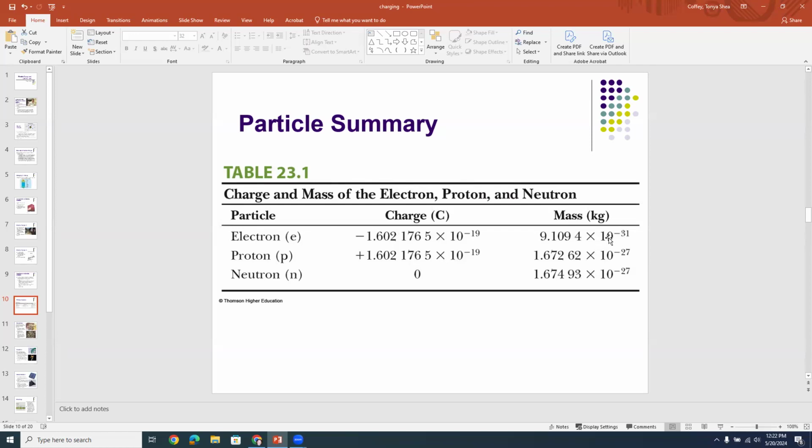Now, the masses of the protons and the electrons are really different. The mass of an electron is about 1,000 times less than the mass of a proton. The mass of an electron is 9.11 times 10 to the minus 31 kilograms, and the mass of a proton is 1.67 times 10 to the minus 27 kilograms. And you can see that the mass of the proton and neutron are about the same, okay?